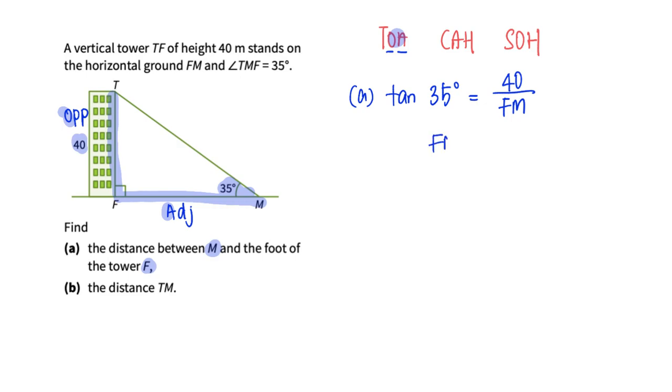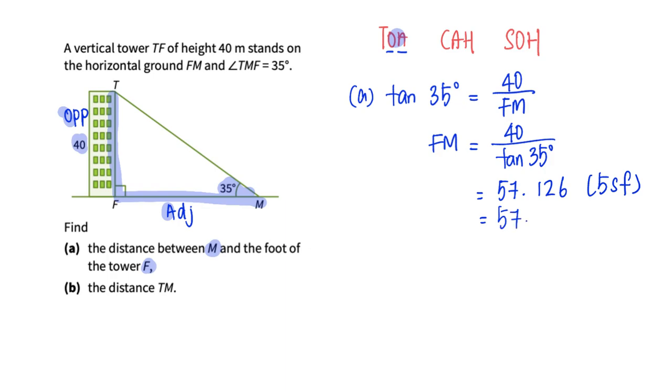And so I'm going to multiply FM on both sides, as well as divide tangent 35 degrees on both sides. This will give me a value of 57.126 to 5 significant figures, followed by the final answer in 3 significant figures.